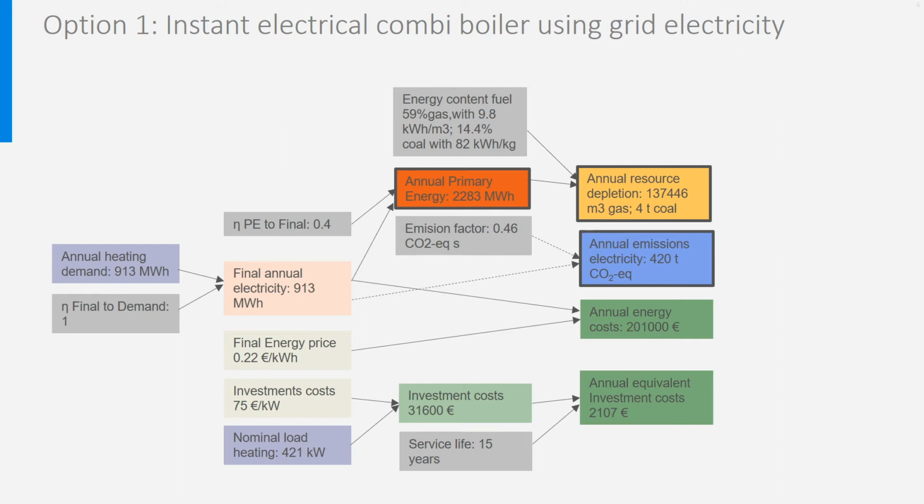So to conclude, with this electrical boiler, the building has a primary energy consumption of 2,283 megawatt-hour, emits 422 tons CO2, and the energy costs are a bit more than 203,000 euros.